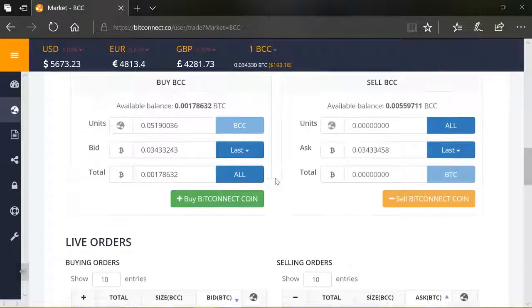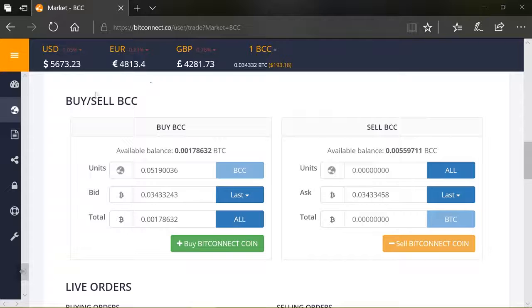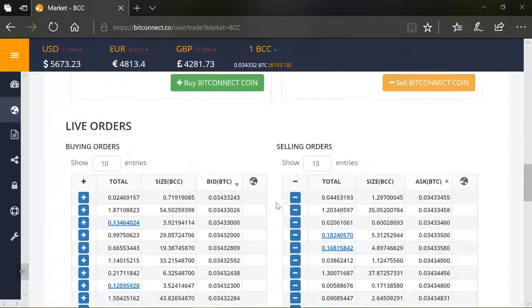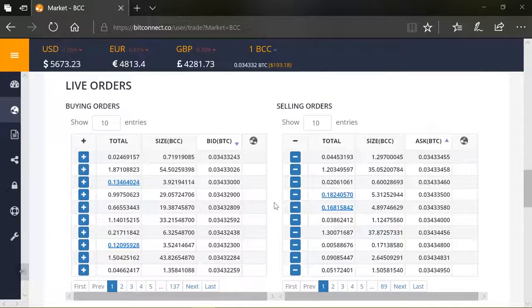You've got two areas here. If you scroll up here, you've got buy and sell BCC. You can buy Bitconnect coin over here, and you can sell Bitconnect coin on the right hand side. If you go down and look at the selling orders, you can see the live charts.